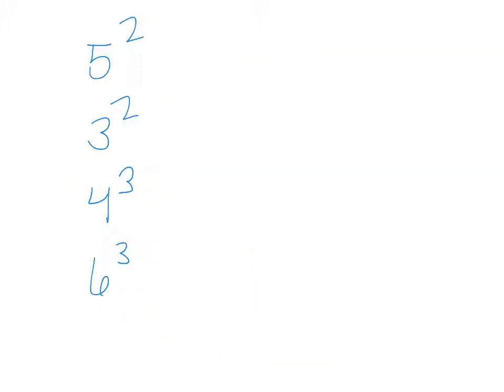On this page, I just gave you some examples: 5 squared, 3 squared, 4 to the 3rd, and 6 to the 3rd. Go ahead and pause the video. Think about what this would look like in our expanded form, in other words, written out. What's it going to look like? After you've done that, unpause the video, and I'll have the answers for you to check your work.